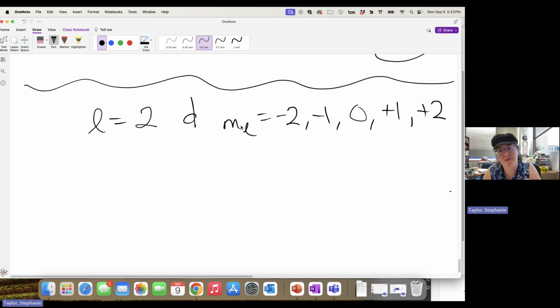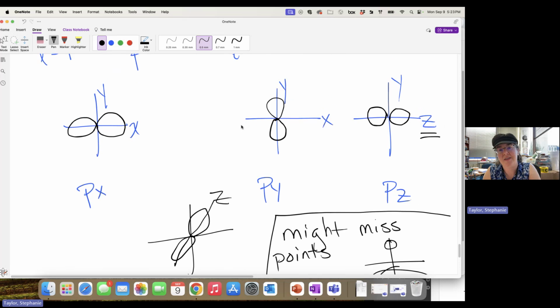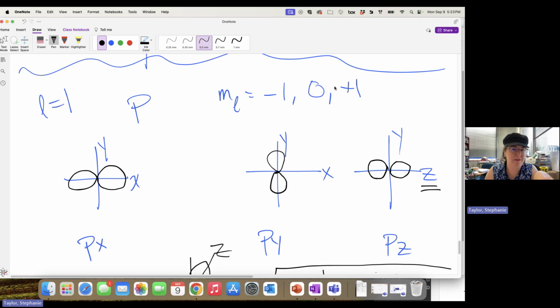Now, something you actually could notice up here is I just said, hey, I have 3 values of M sub L, and I've got 3 of these. And I didn't actually connect which one of these is which. That's because we do expect you to know that PX is on the x-axis and PY is on the y-axis and PZ is on the z-axis. That's enough. That's plenty.